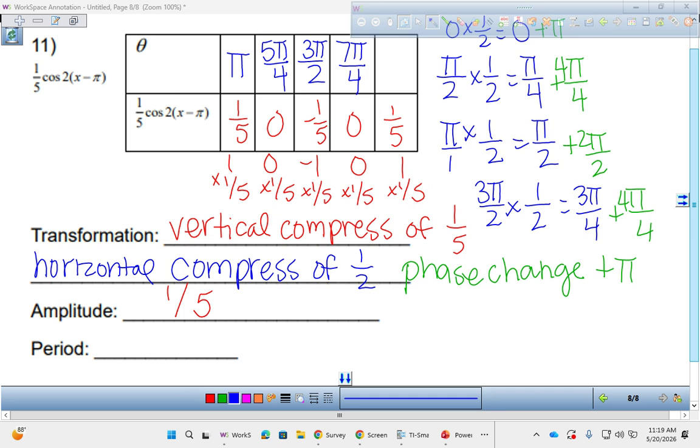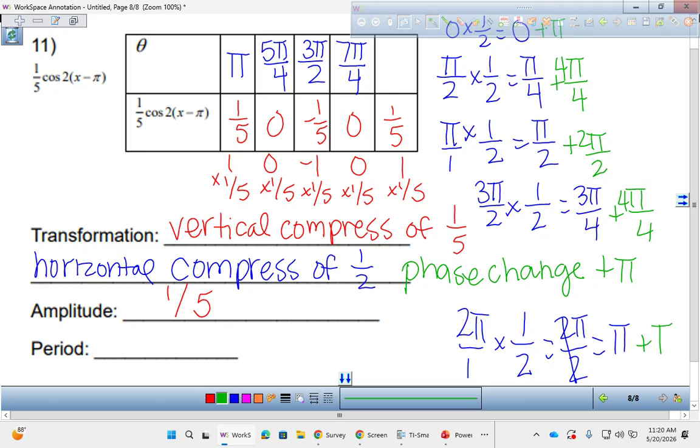Alright, so the final cosine table value is 2 pi. And I'm going to cut that in half. So it might help to put this over 1, because when you multiply fractions, it's top times top, bottom times bottom. So that's 2 pi over 2. The 2's cancel out. Now that's just pi. And then I'm going to add pi to that.